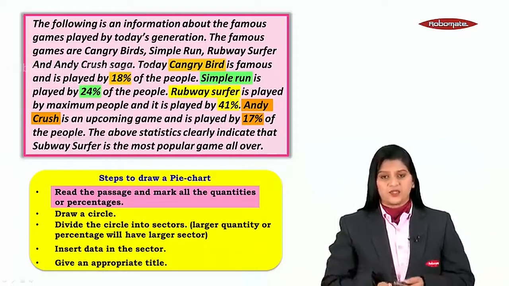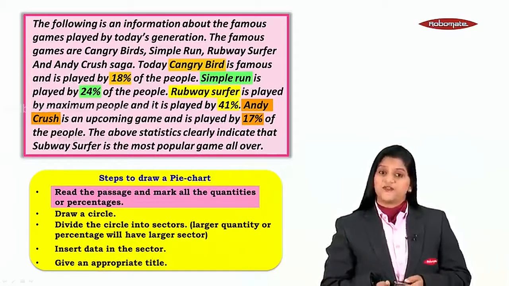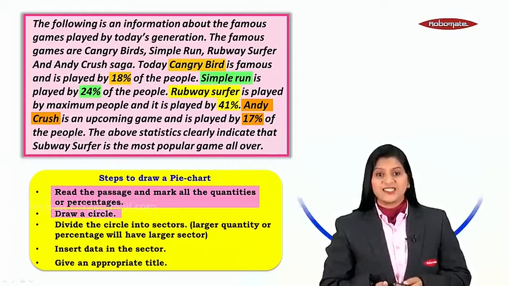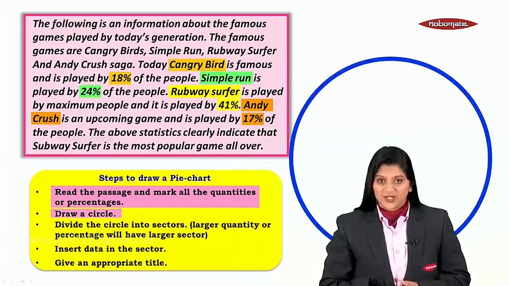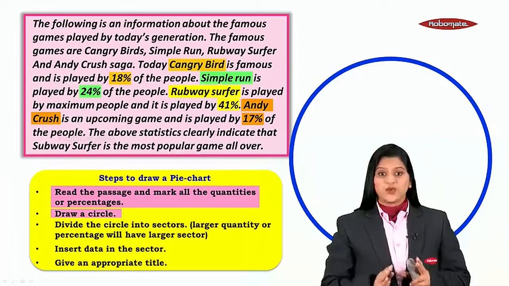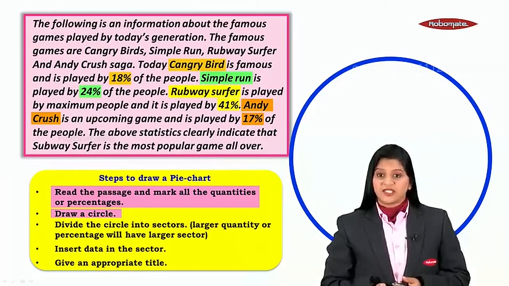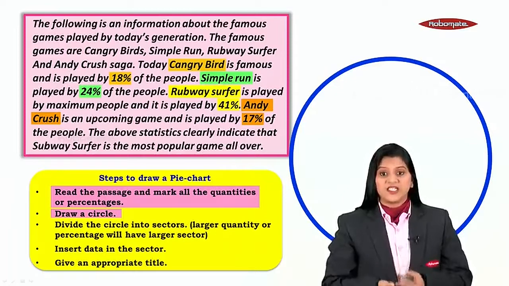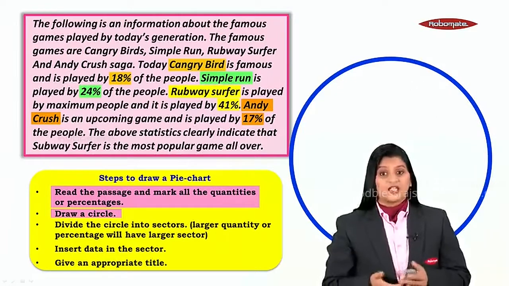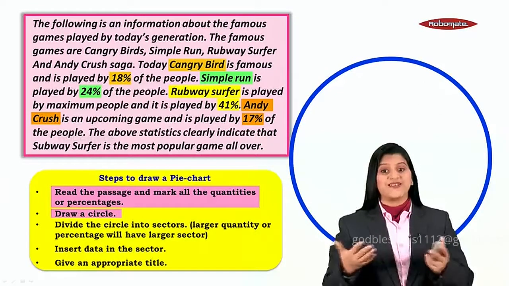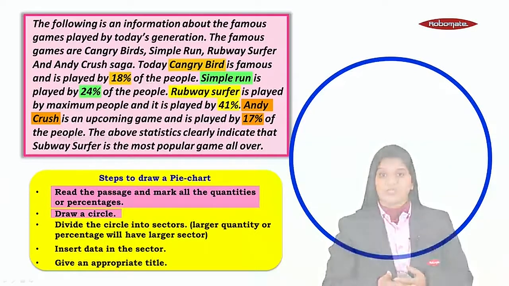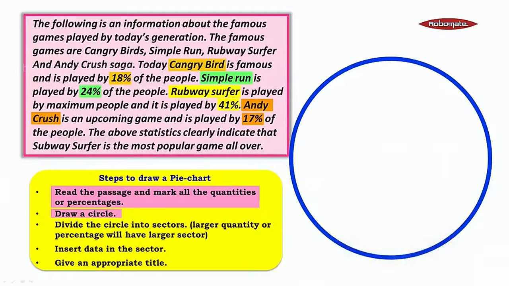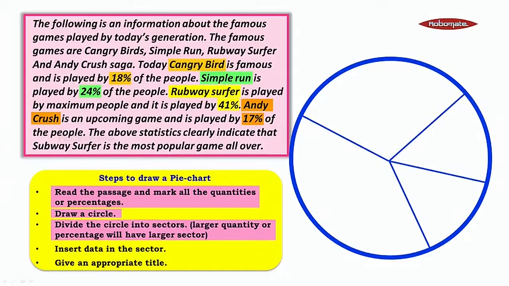Now, when you practically put this information in a pie chart, first you will have to draw a nice, neat circle. Once you have drawn the circle, the next step is divide the circle into sectors. Larger quantity or percentages will get larger sectors. That is, 41% will get the largest sector, whereas 17% is the lowest, so the smallest sector. So you draw all the sectors according to the percentages or quantities.